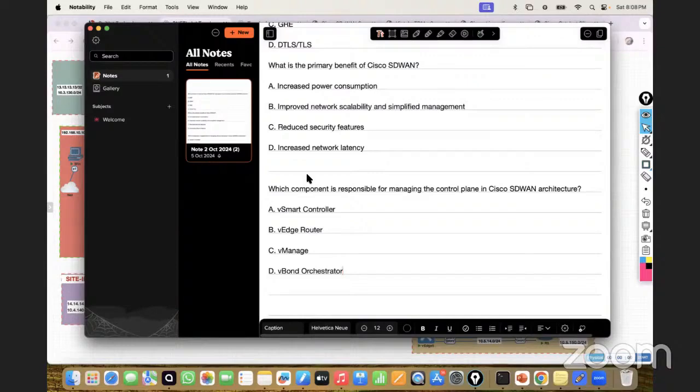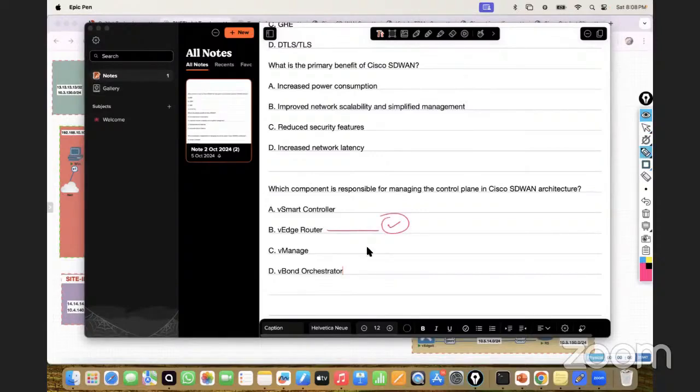I think vEdge router. Okay, very nice, one answer I get: vEdge router. vBond orchestrator, that's two answers. vManage, vBond orchestrator, so three answers. What else? vSmart controller. vSmart, so I got four answers. No, I think C is right. vManage. Okay, updating that.